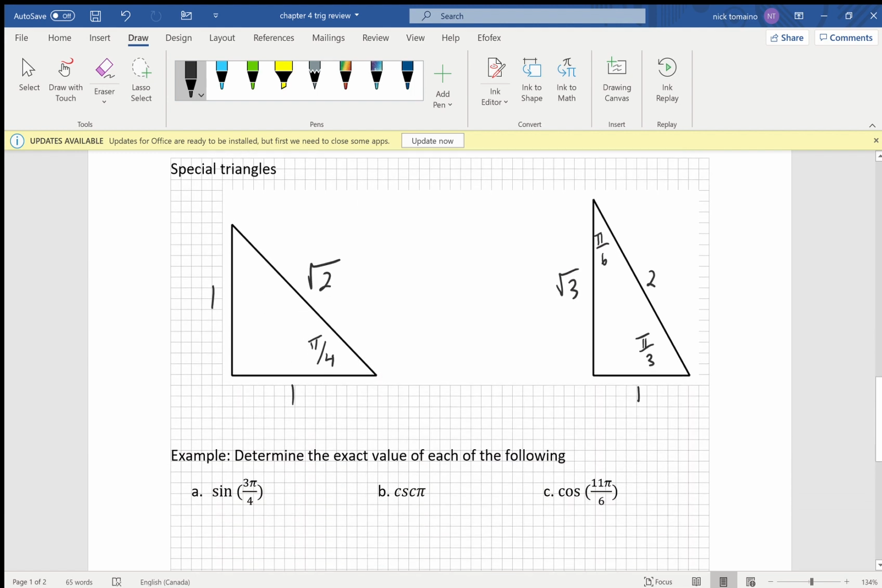Now our two special triangles, we have our pi over 4. Remember, pi in the conversion is 180 degrees, so that's pi over 4, it's our 45. And this is our 30-60 triangle.